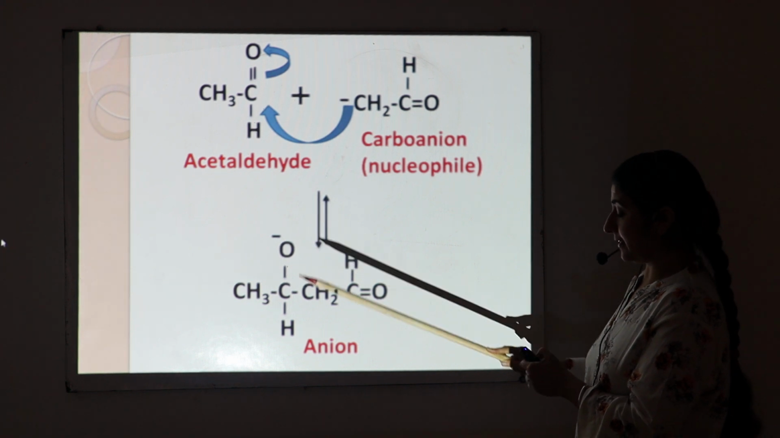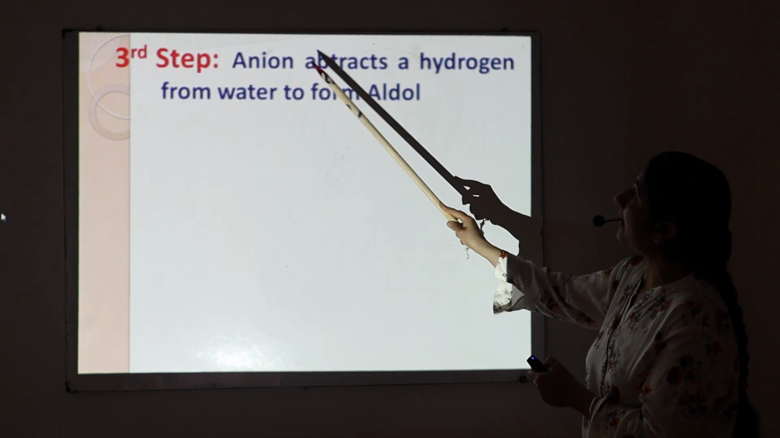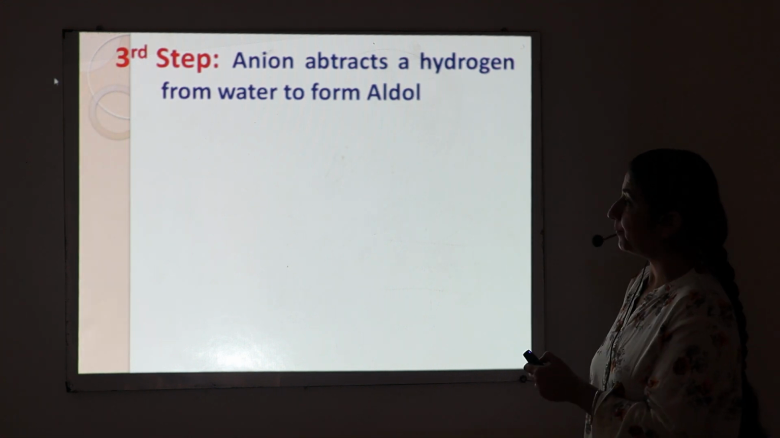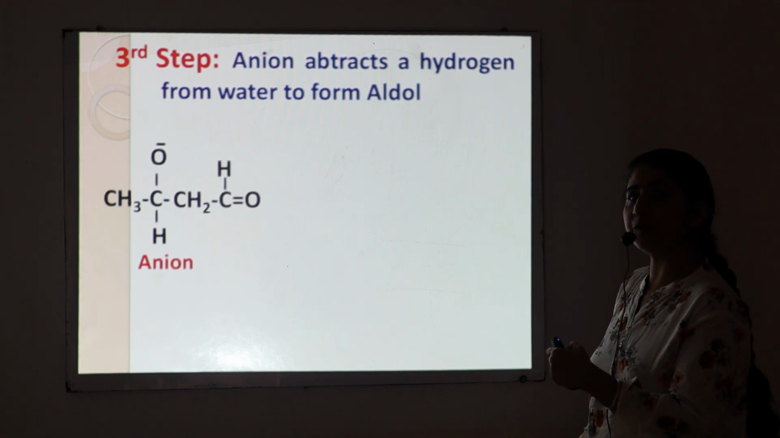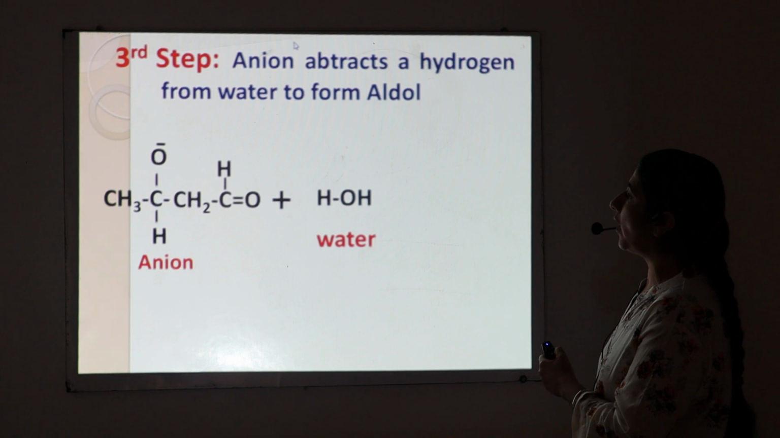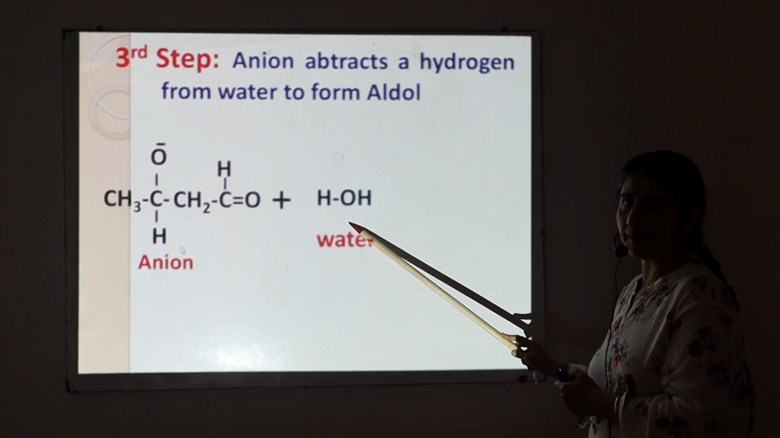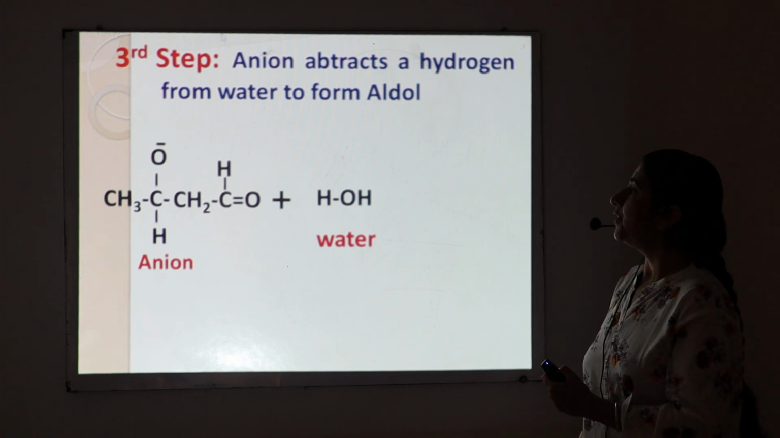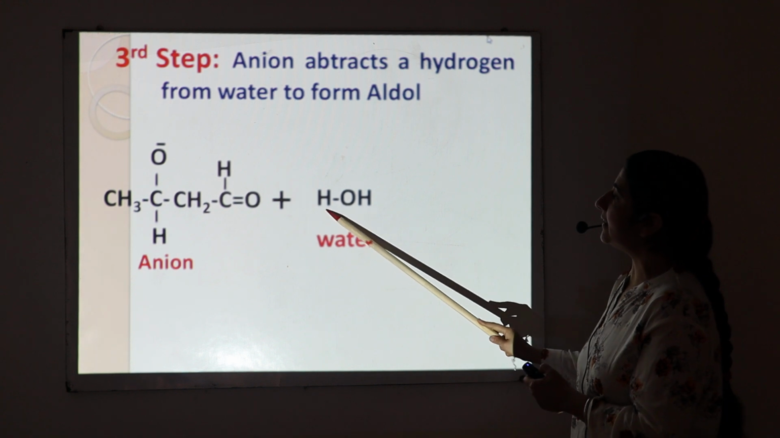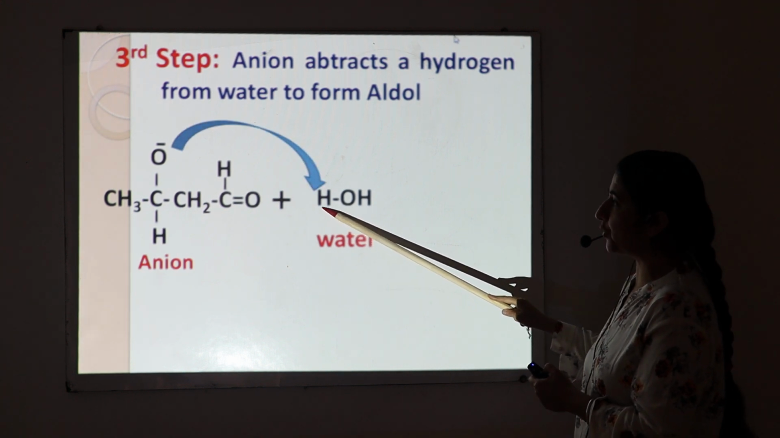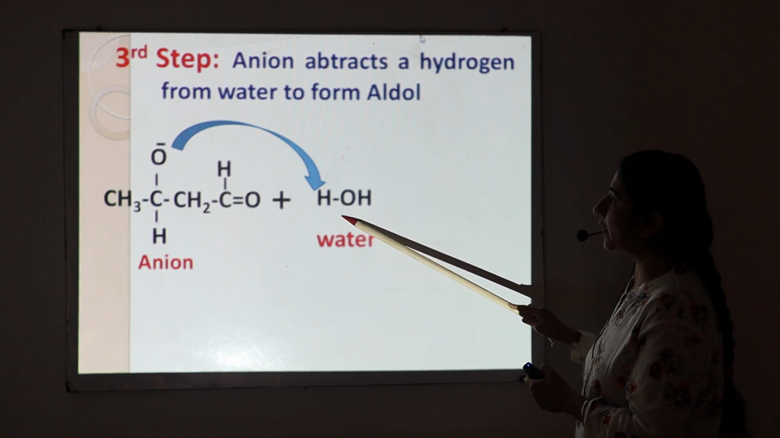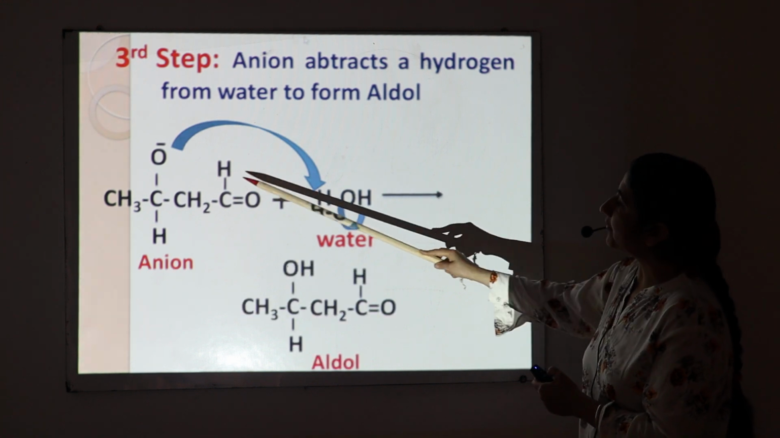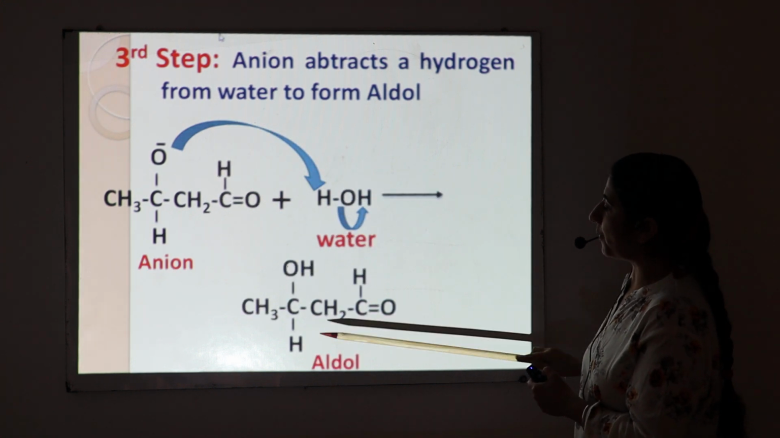In the third step, this anion again abstracts a hydrogen from water to form aldol as the main product. So we have an anion that is produced in the second step that reacts with the water. So from where does the water come? Actually we are taking a dilute sodium hydroxide solution, which contains water. So this anion abstracts this hydrogen or proton from the water, leaving the OH negative ion behind. So after this abstraction of proton, it forms aldol.